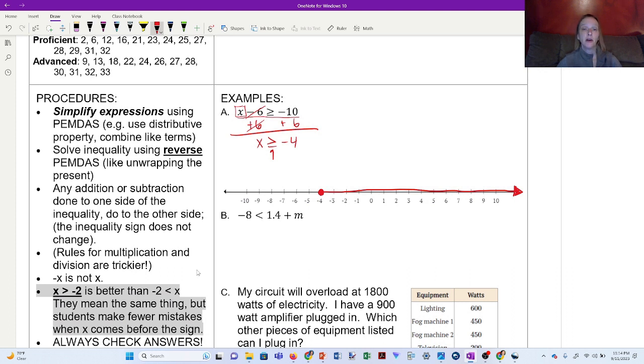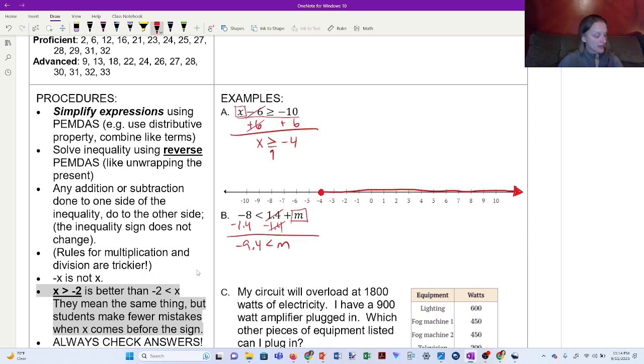Well, here, m is on this side of the equation, and I'm trying to get m all by itself. 1.4 is being added to m, so to get rid of the 1.4, I want to subtract it away from both sides of the inequality. And when I do that, then I get negative 9.4 is less than m.